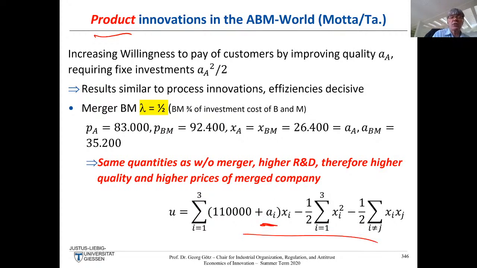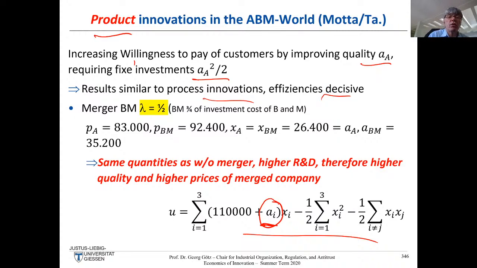This is our standard utility function for the linear quadratic utility model. And here you see you might just introduce such a quality parameter A. If you improve the quality, that just means people are willing to pay more for the Audi or for the BMW because it's a better car now, because it has some autonomous driving features and so on. And again, you would just assume that you have some fixed investment costs, which are again quadratic here. And you get very similar results to process innovations.